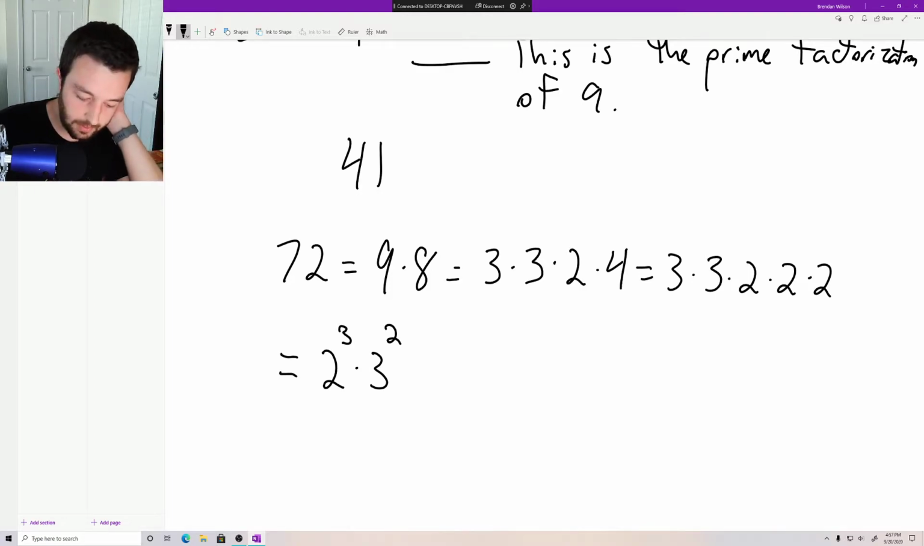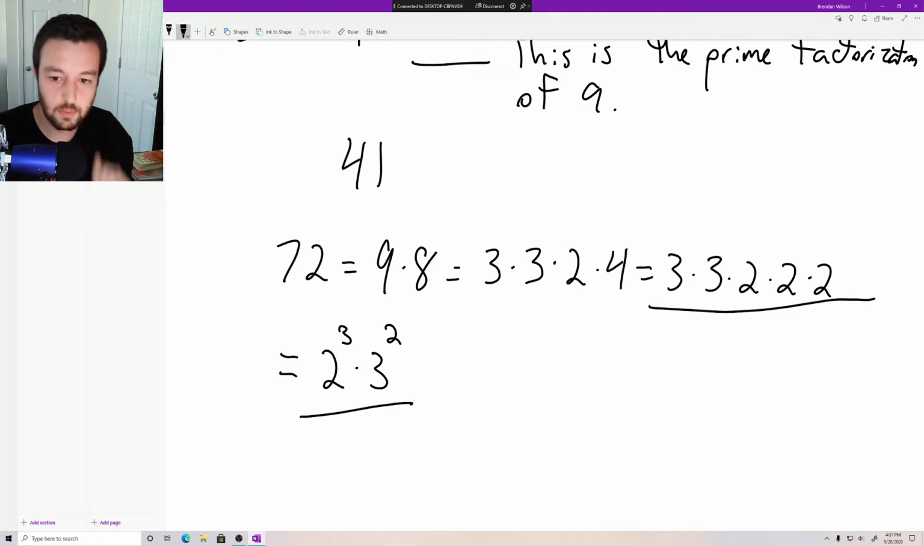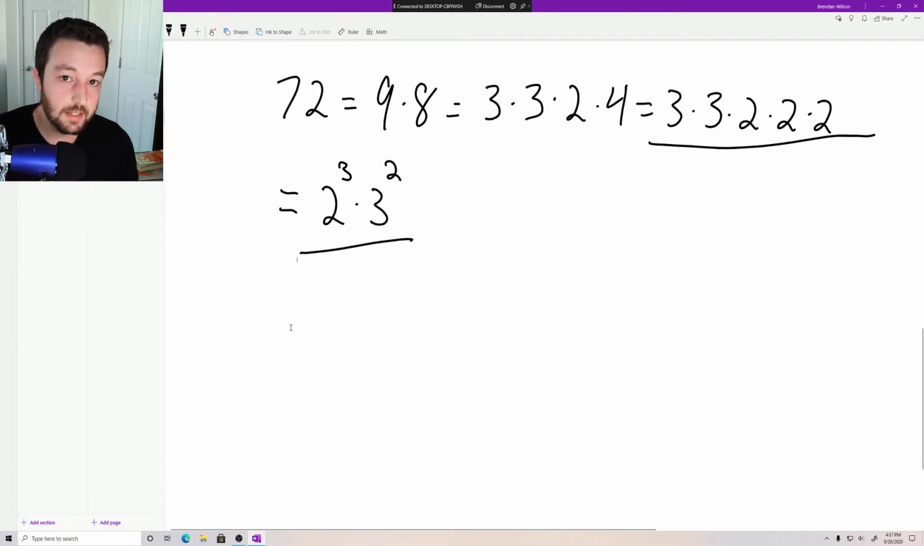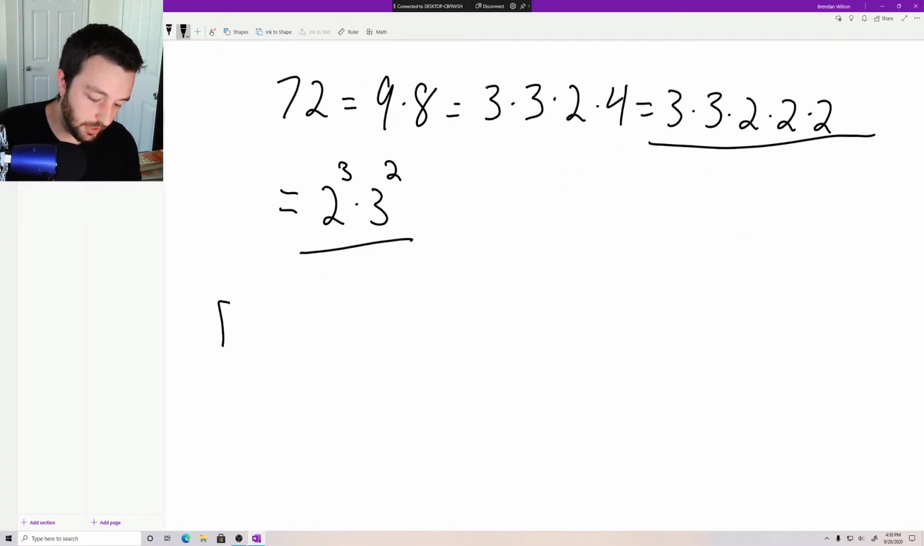Okay, so either this or this would be acceptable. So these are the prime factorizations of 72. A good way to organize this is using what's called a factor tree.